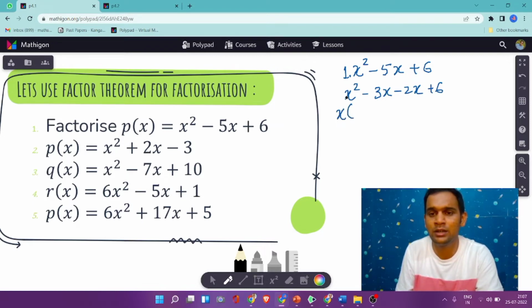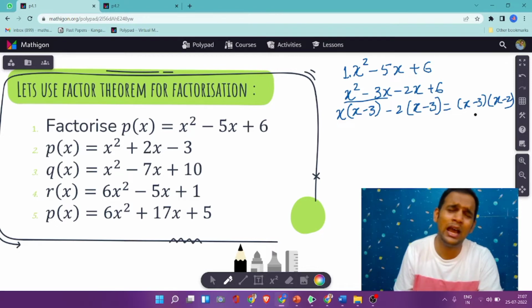So we'll take common factor. So if I take x as common from here, so we get x minus 3 in the bracket. If I take minus 2 as common from here, we get x minus 3 as a factor. So that gets us to x minus 3 is common, x minus 3, and then multiplied by x minus 2.